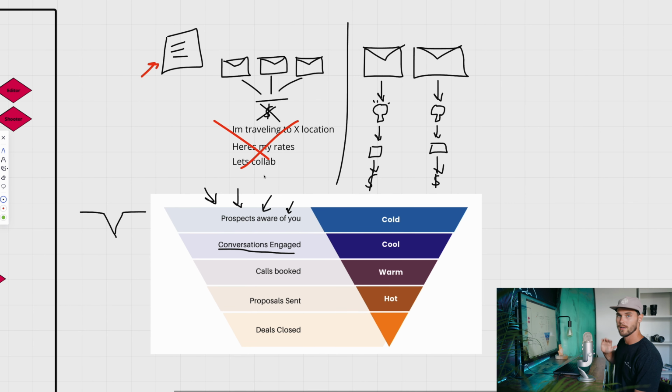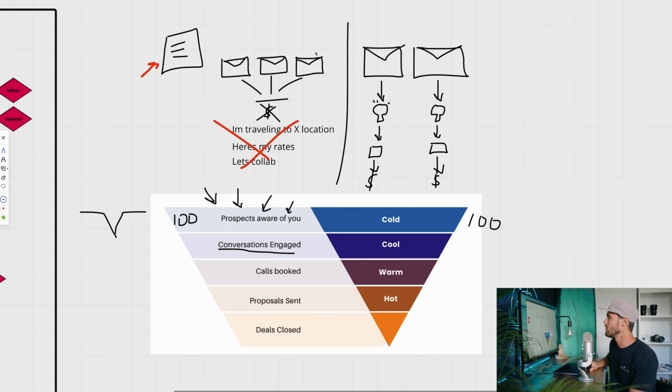Okay, so let me just put this into perspective here. So let's just say everything is even. Okay, so let's just say that we reach out to 100 prospects. Okay, our top of funnel is the same size, okay? 100 prospects over here as well. Our top of funnel, the amount of people coming in, the amount of people that are aware of us is exactly the same.